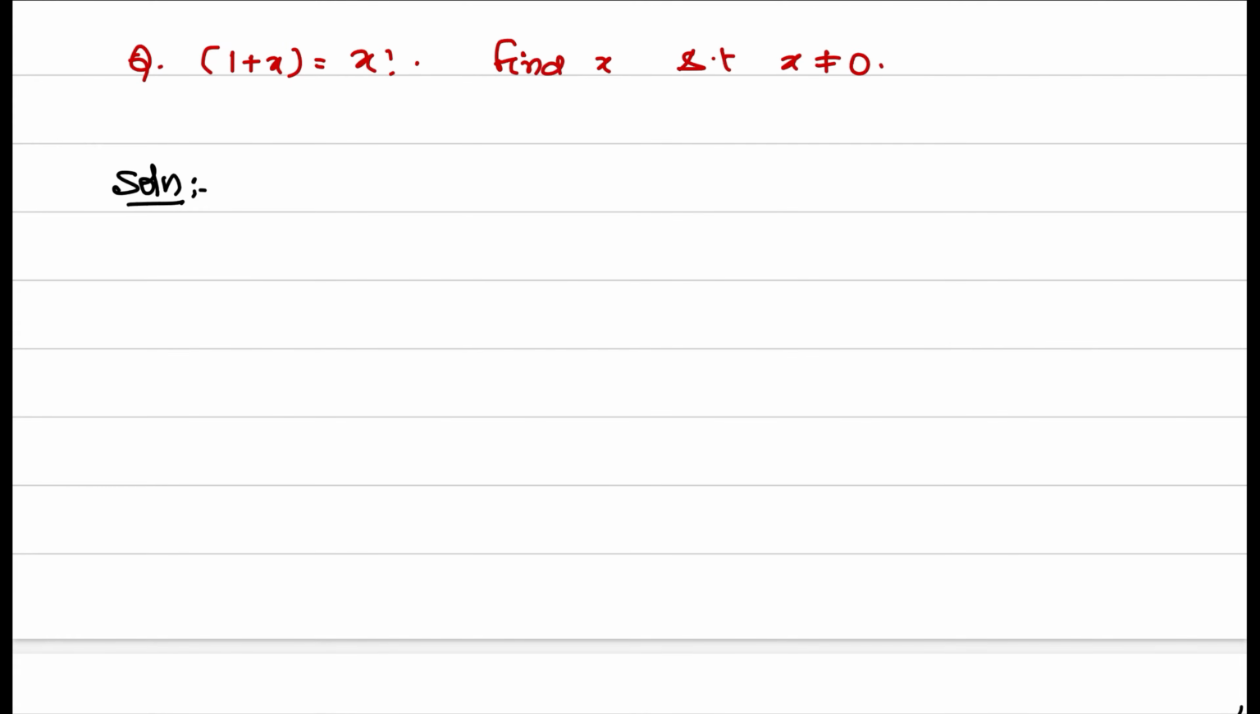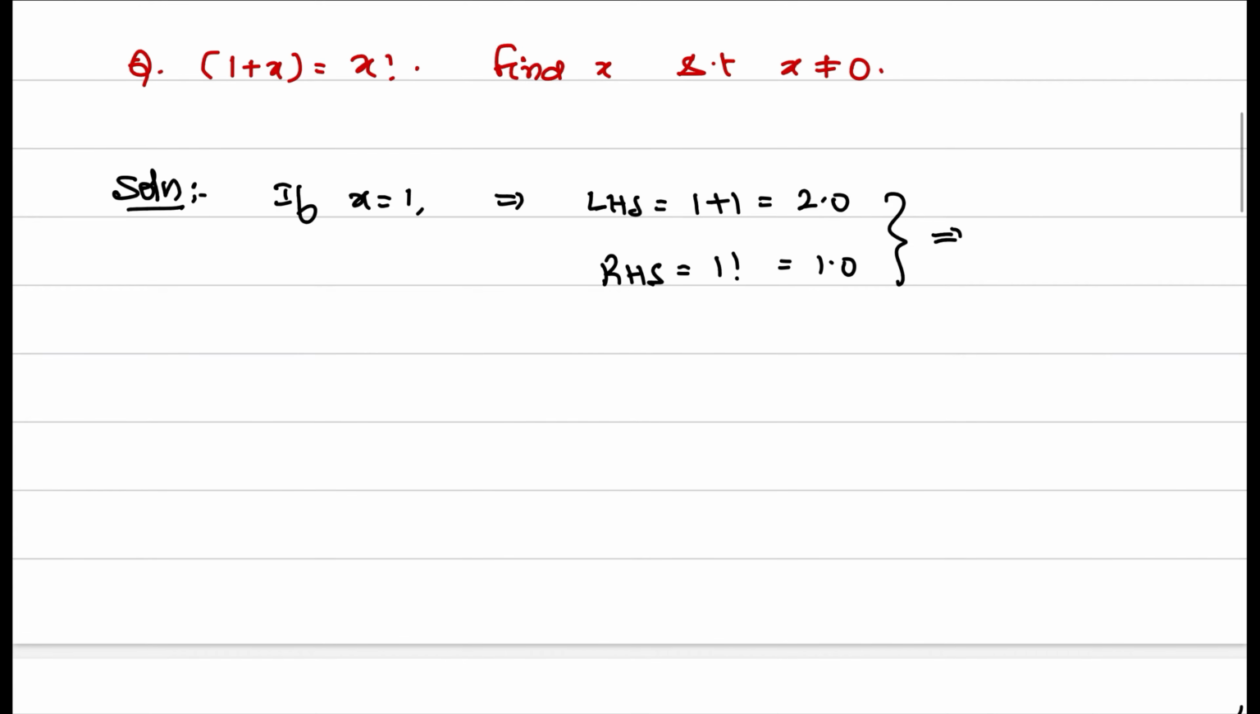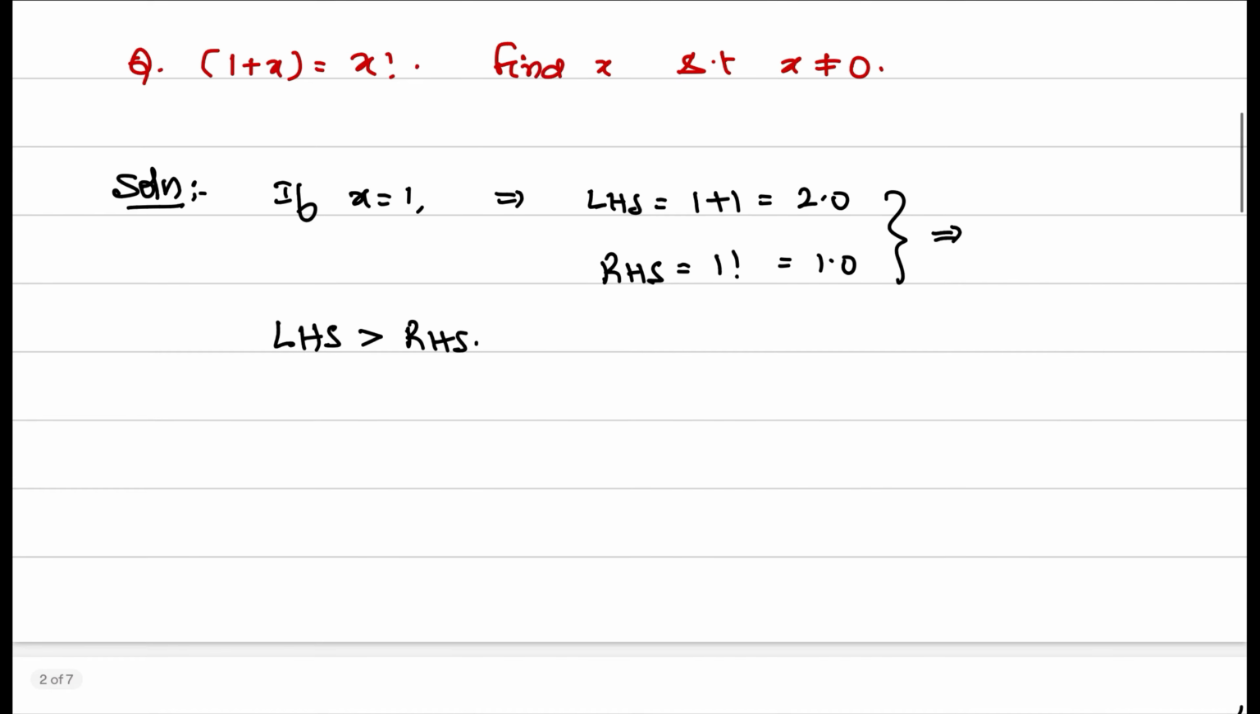For example, let's put in integers and try first. Because x is not equal to 0, we can put the value x equal to 1. What happens? Left hand side is equal to 1 plus 1, that is equal to 2. Right hand side is equal to factorial 1, that is equal to 1. That implies left hand side is greater than right hand side. Hence x equal to 1 is not a solution.